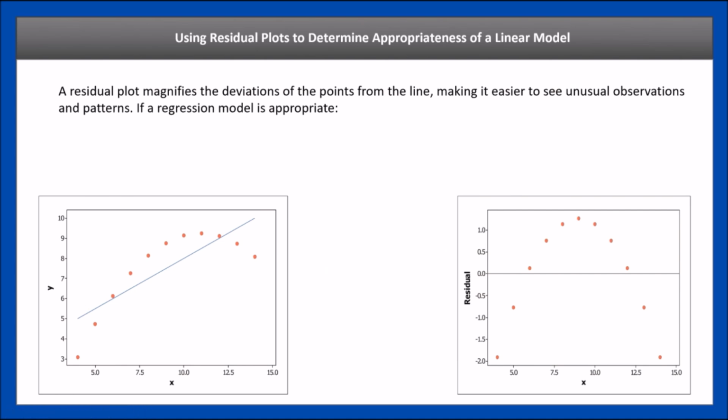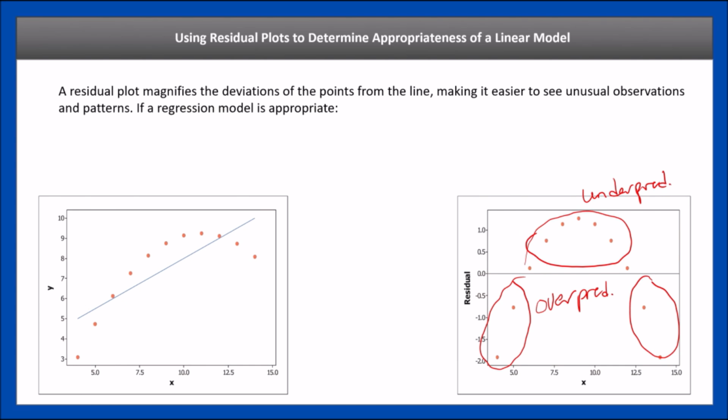So a residual plot magnifies the deviations of the points, making it easier to see unusual observations. So for example, let's say we have this scatter plot, which you can see that the best model for that would be a curve, correct? You can see that it clearly is inappropriate to use a linear model for this. We can also observe that in the residuals. So here we have a clear pattern of over prediction. Remember, if it's underneath the 0 line, it's an over prediction. And if it's above the 0 line, it's an under prediction. And so we can see a clear pattern of over prediction, under prediction, and then going back again to over prediction. And it's very systematic, right?